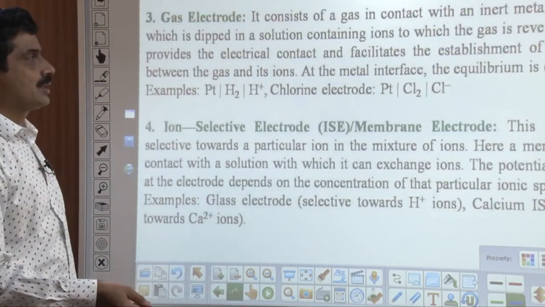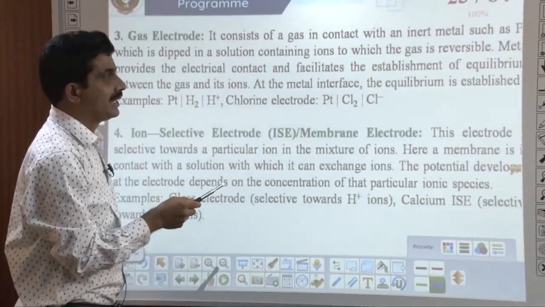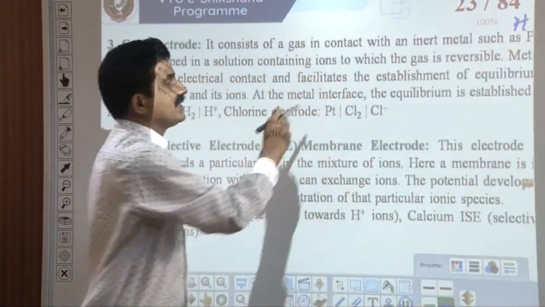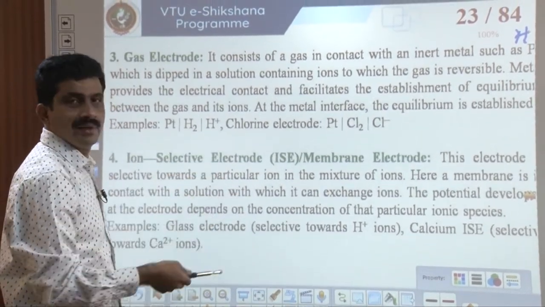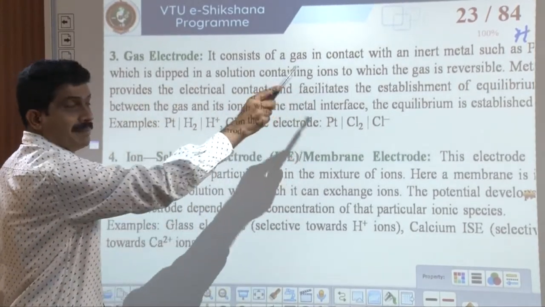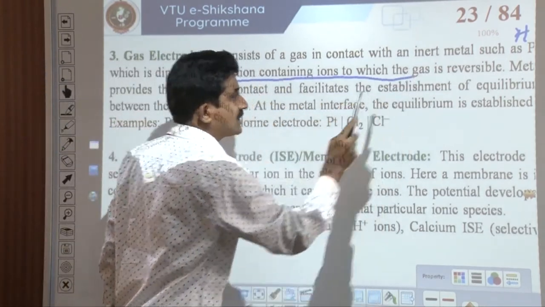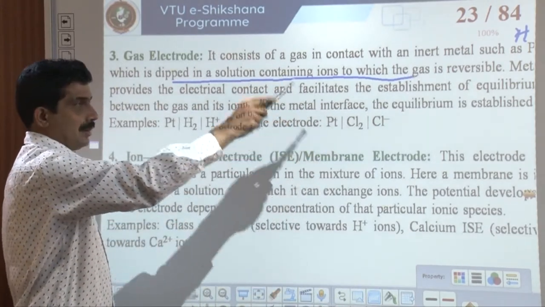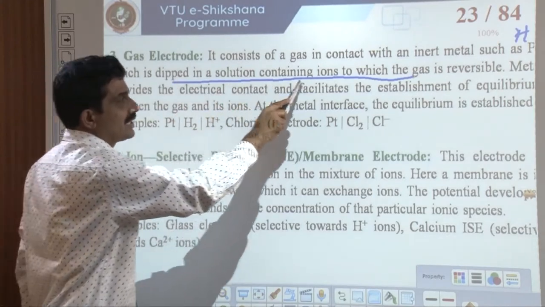Then gas electrode: it consists of a gas in contact with an inert metal such as platinum. A gas is bubbled over an inert metal such as platinum, and that inert metal must be dipped in a solution containing the ions to which the gas is reversible.